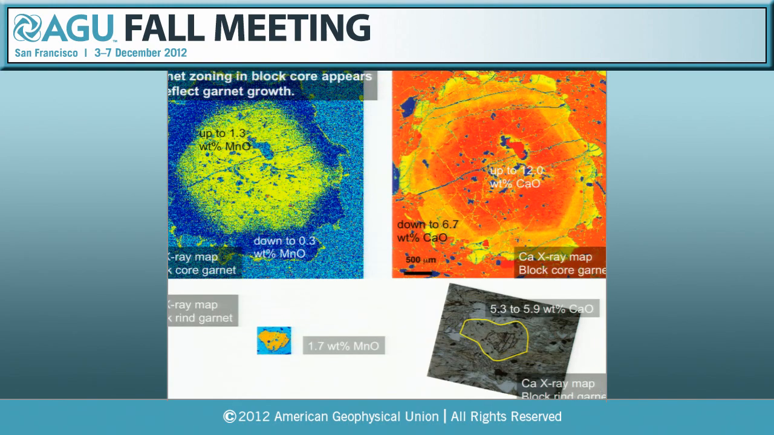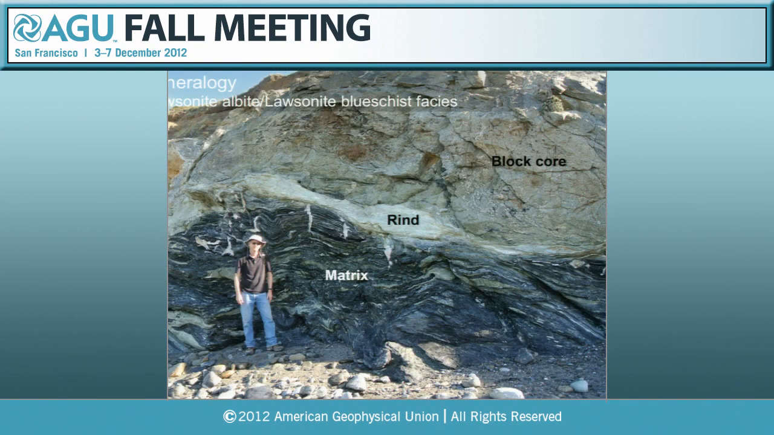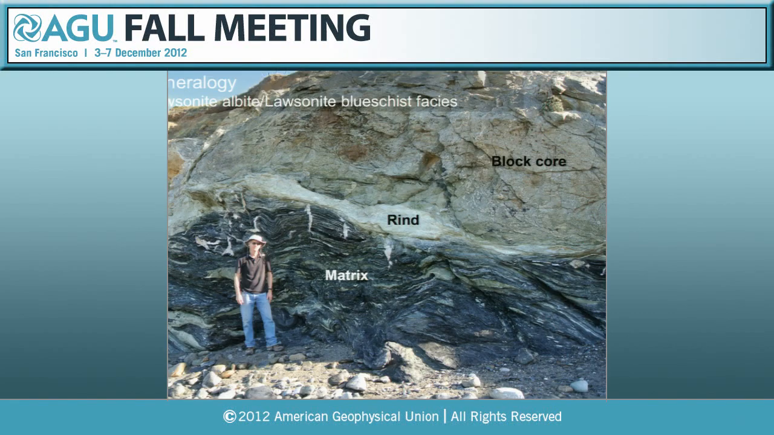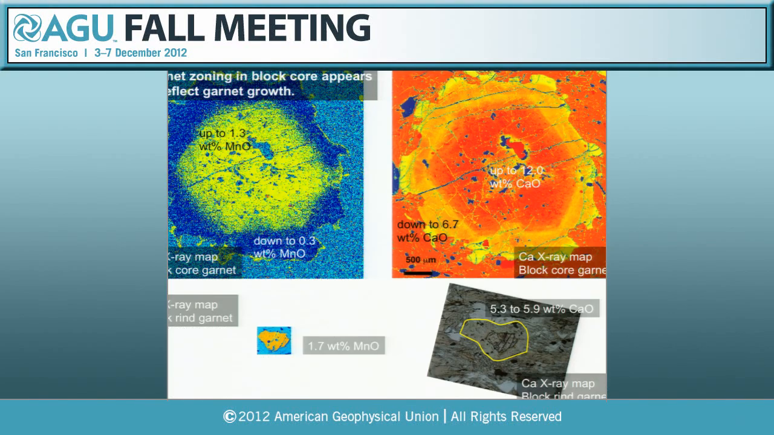So we looked at garnets in both the block core and the rind, and I show here some X-ray maps. The top two are X-ray maps of a single garnet from the block core, manganese on the left and calcium on the right. And you can see both display nice concentric growth zoning that suggests that they're retaining their compositions during garnet growth.